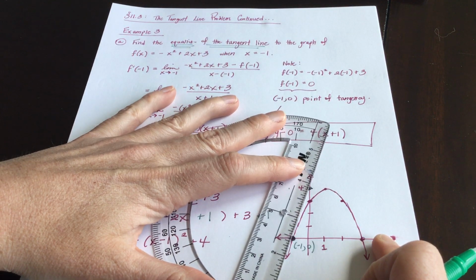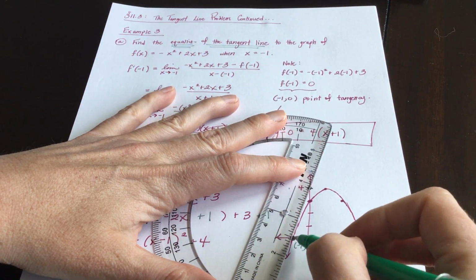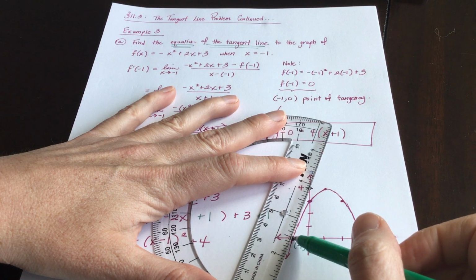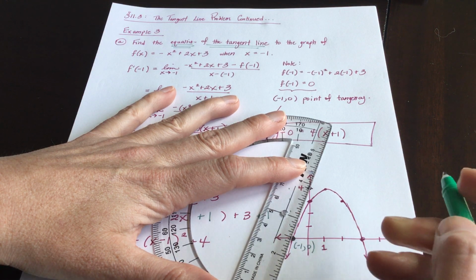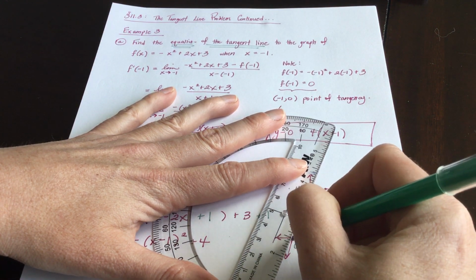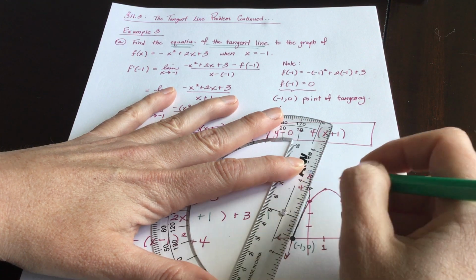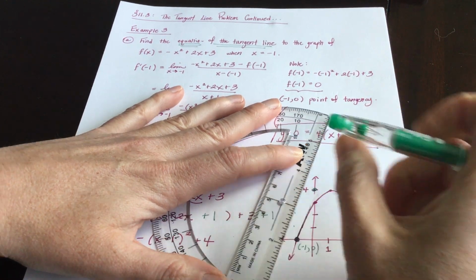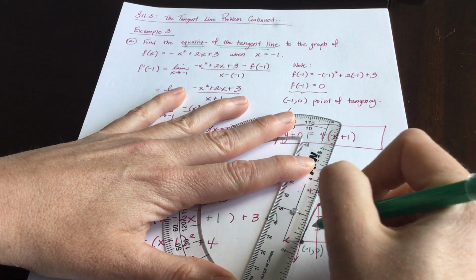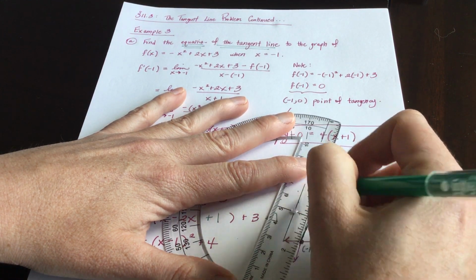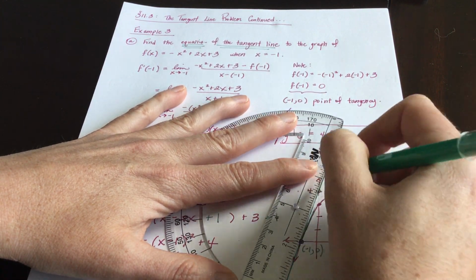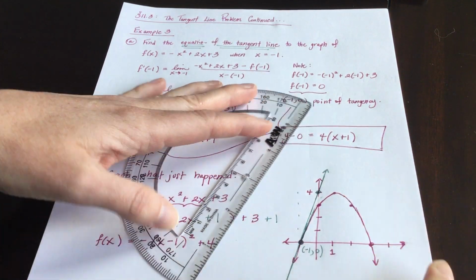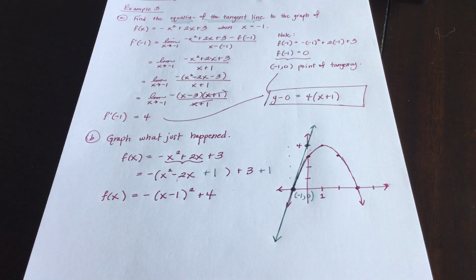and fill that in, I should have a line that appears to be tangent to the graph, as in it would intersect at the point of tangency, but it would not cross the original function anywhere in a small neighborhood around that point. And it also represents the slope of the graph at that point. There we go. Okay, and that, my friends, is what I mean if I say graph what just happened.